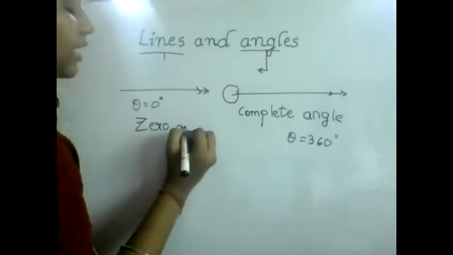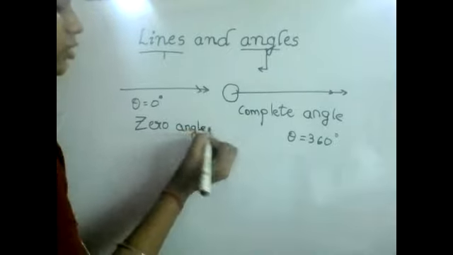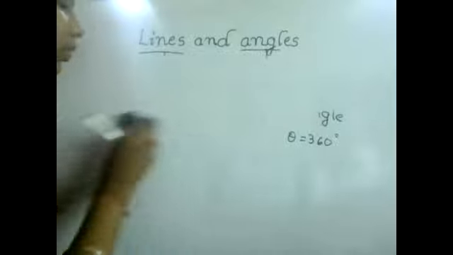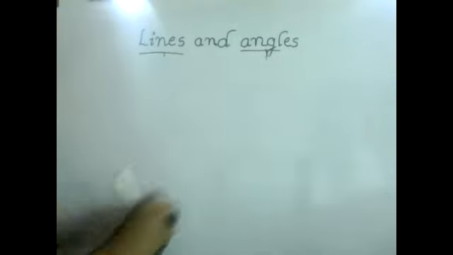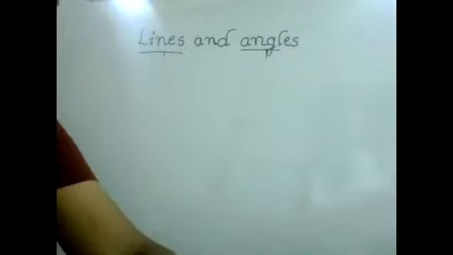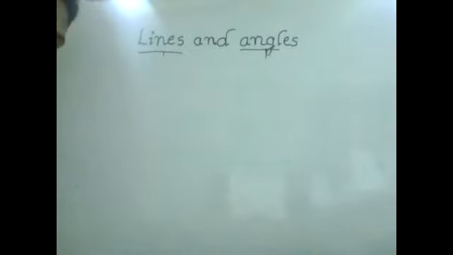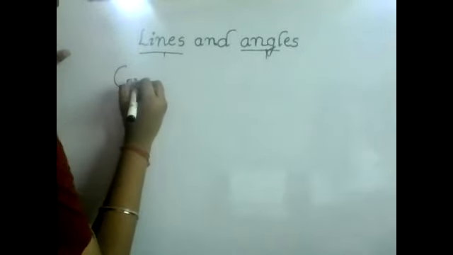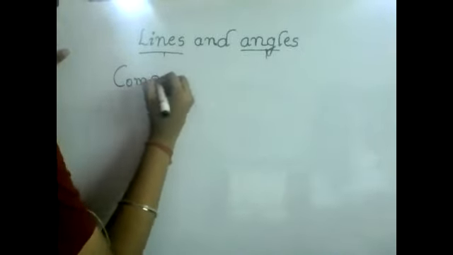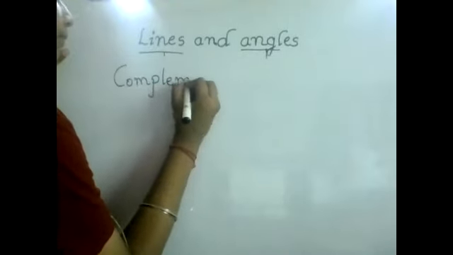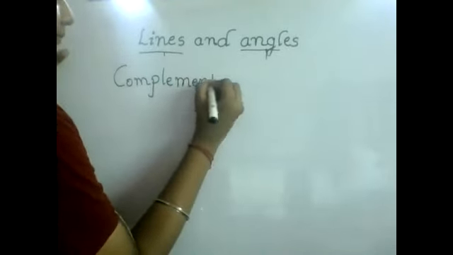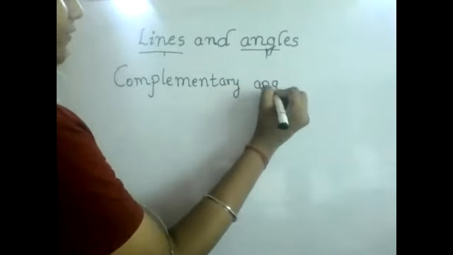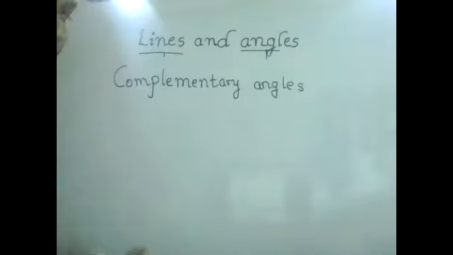These are the various angles which have been classified based on degrees. Next we are going to see complementary and supplementary angles. These are another type of angles, not based on any degrees. First, we'll see what complementary angles are.